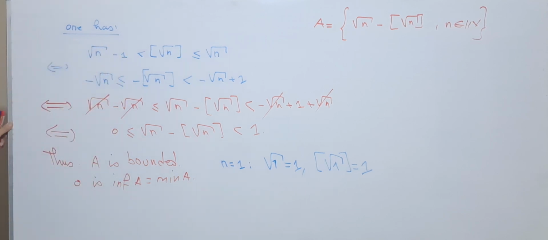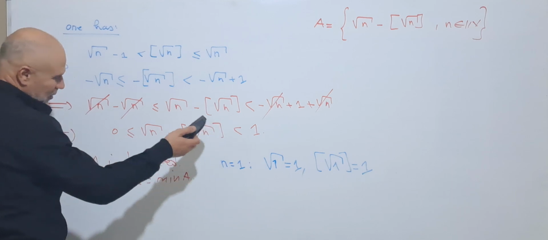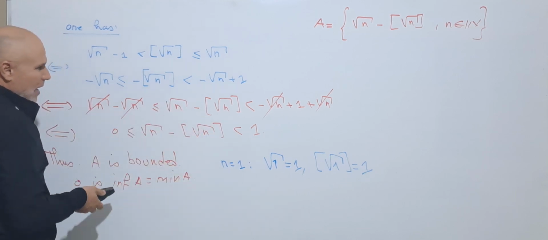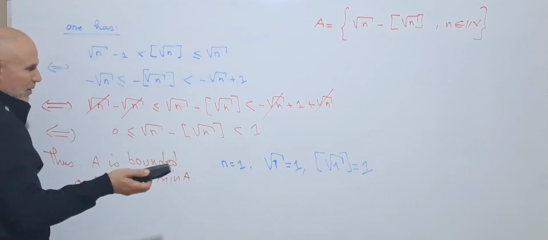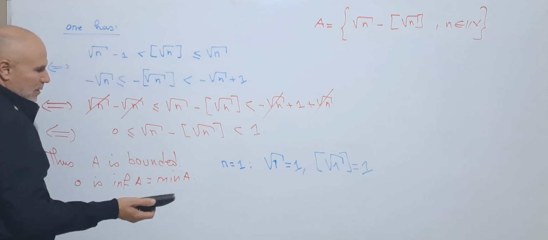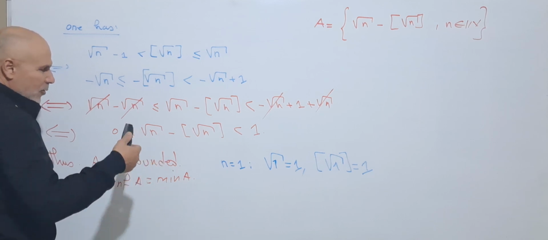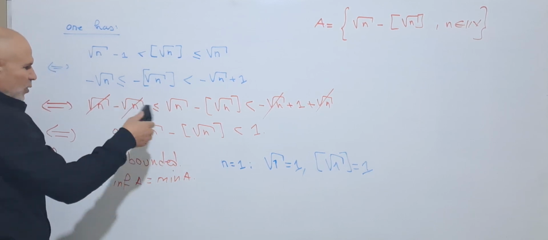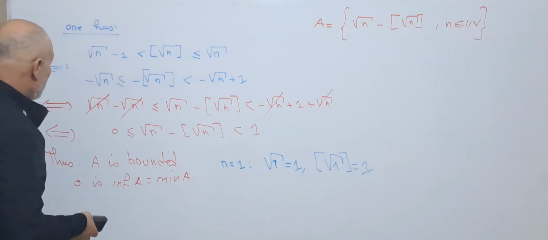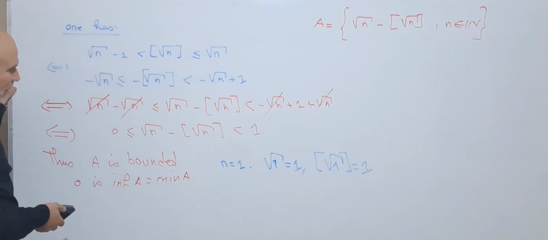How about the supremum, the sup? The sup of A will be equal to 1. 1 is an upper bound. Is it the least upper bound of this set? We will solve this later.